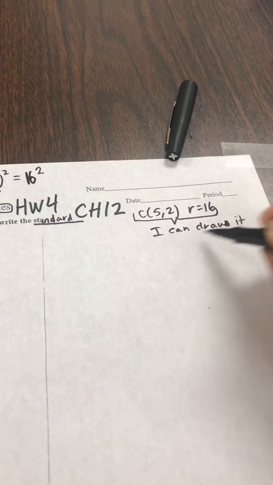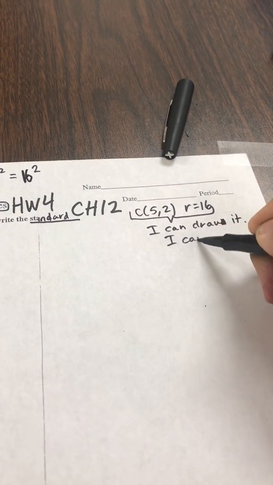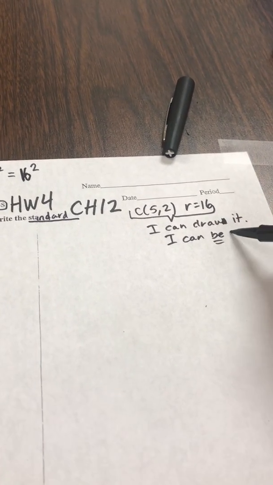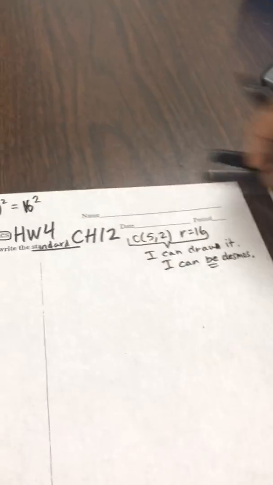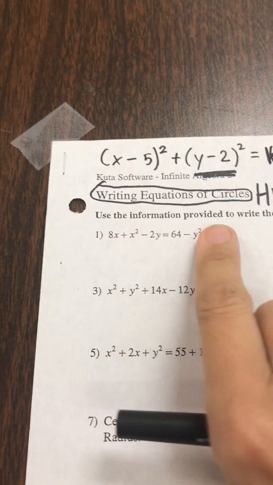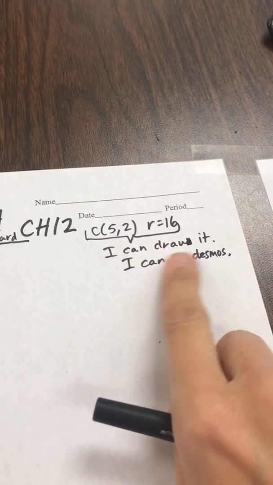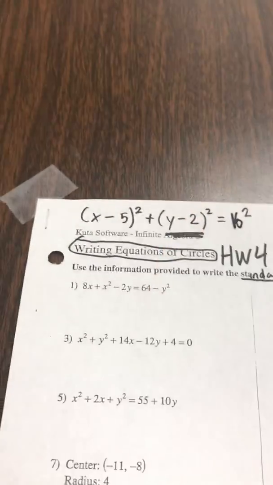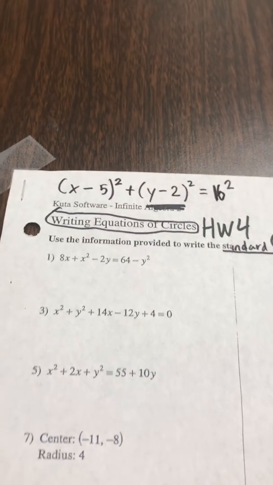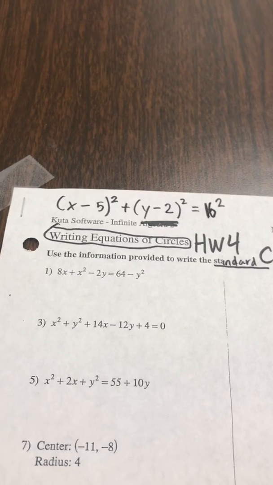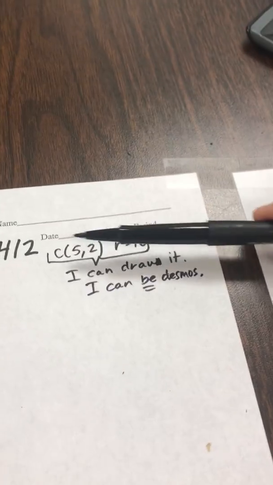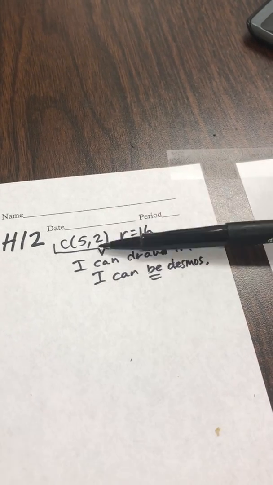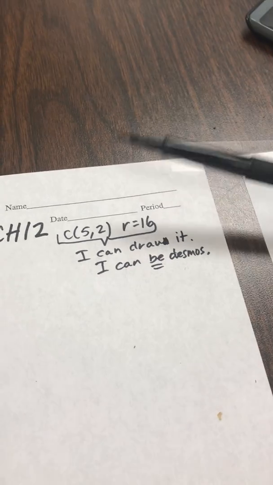Otherwise known as I can be Desmos. Okay, now Desmos is pretty amazing. If you type this into Desmos, it can draw it. But if you give me this, I cannot draw it. So somehow Desmos is doing some math and turning it into this form and then figuring out what this is, and then it's drawing it.